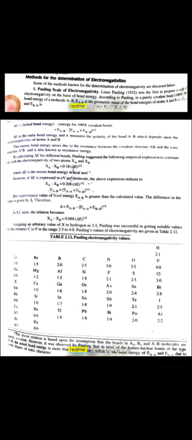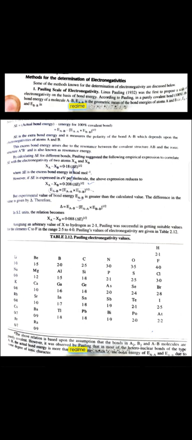bond energy. According to Pauling, in a purely covalent bond, that is 100% covalent, the bond energy of a molecule AB is the geometric mean of the bond energies of the atoms A and B, where delta is the extra bond energy and it measures the polarity of the bond AB, which depends upon the electronegativity of atoms A and B. This excess bond energy arises due to the resonance between the covalent structure AB and the ionic structure A+ B-, which is also known as resonance energy.